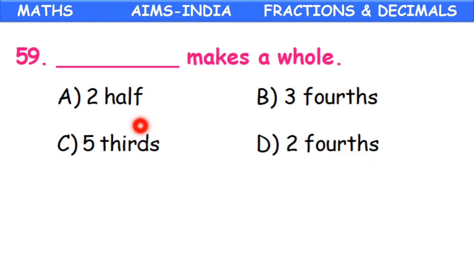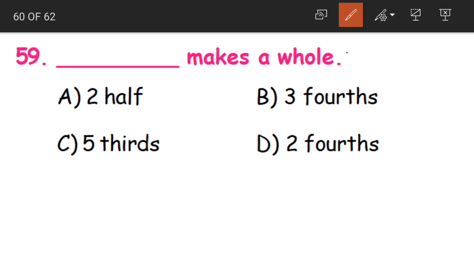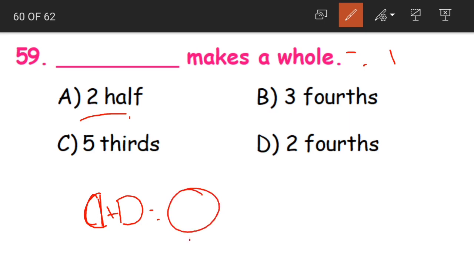Next question 59. A dash makes a whole. Again, whole means what? One complete figure, one complete object or something like that. Okay. Coming to option A, two halves. Yes, when I combine two halves together, I will get one full or a whole. So option A becomes the answer.